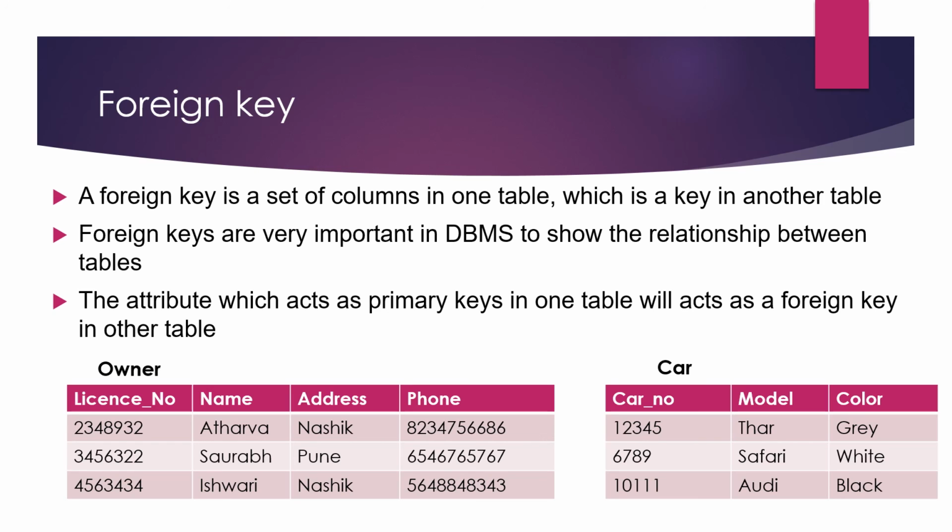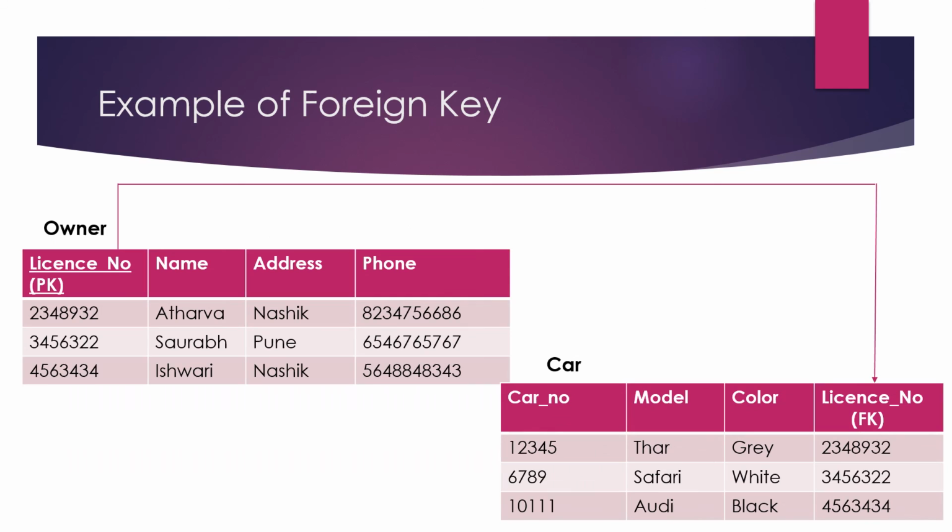Here is one example. Here are two tables, two relations. One is owner and second is car. Owner relation has the attributes license number, name, address and phone number. And car table has the attributes car number, model and color. In the owner table, we take the license number as a primary key. At that time, in the car table, we take the license number as a foreign key. By using the foreign key concept, we can fetch the record from the two different tables at a time.